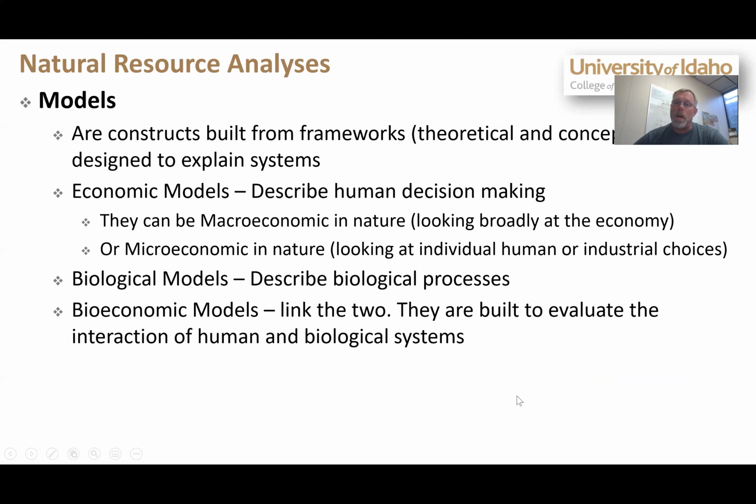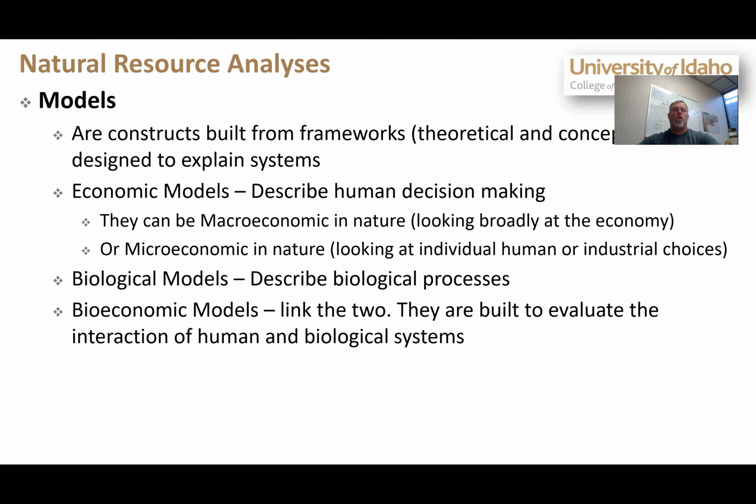We touched on models before we got to our basic market model there. These are not reality. These are just constructs. They're built from frameworks, theoretical, conceptual frameworks that are designed to explain systems or how we make decisions or allocate resources. Economic models describe human decision-making. So here I had 2 types of models here: Macroeconomic models looking broadly at the economy.